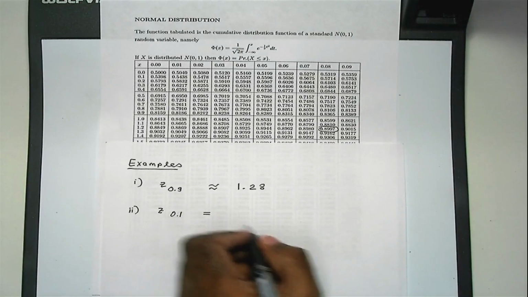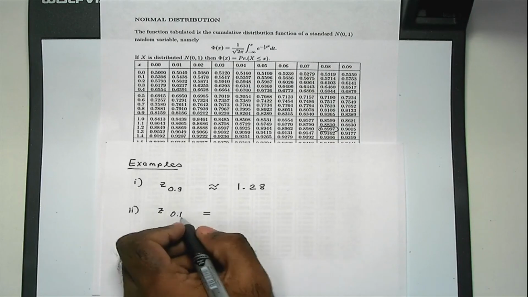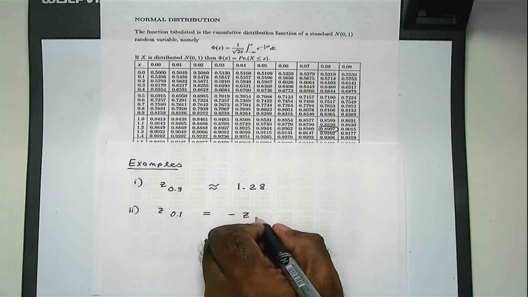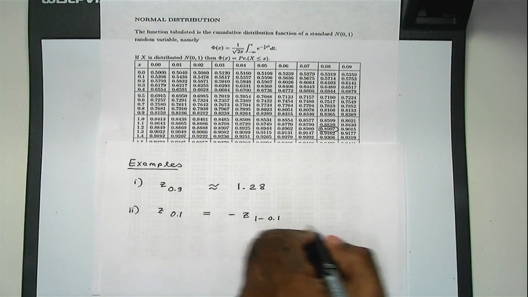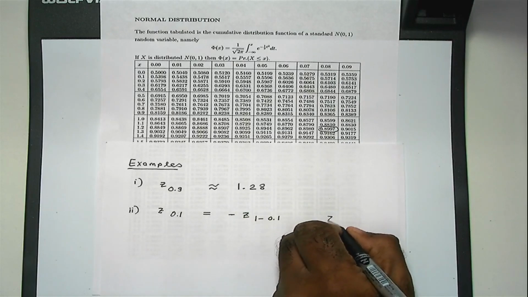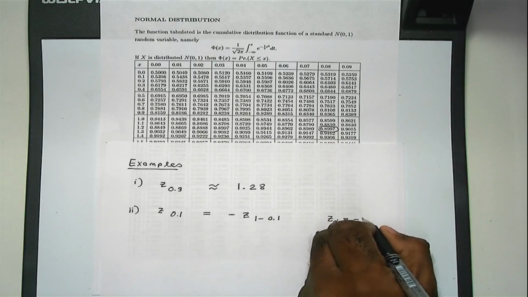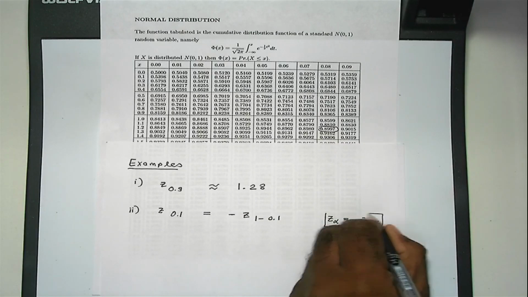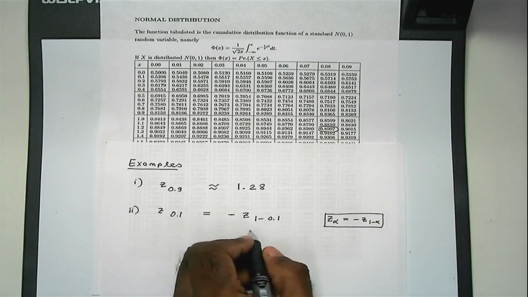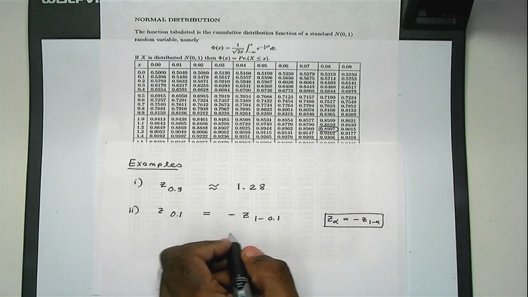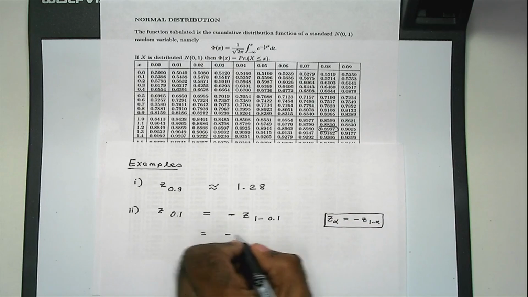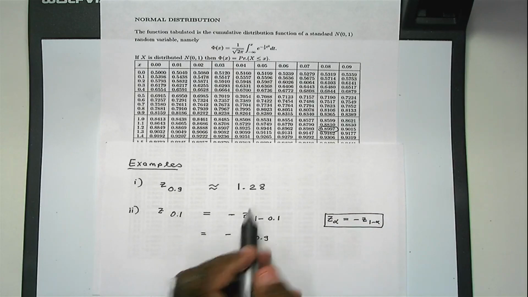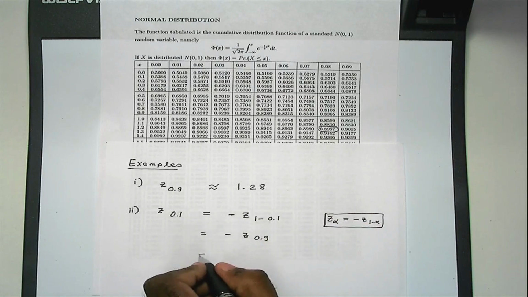that is z of alpha is minus of z of 1 minus alpha. And this is the property, z of alpha is minus of z of 1 minus alpha. This is the property that I just gave you in the previous slide, right? So this is minus of z of 0.9. This we already know is 1.28, so this is minus of 1.28.